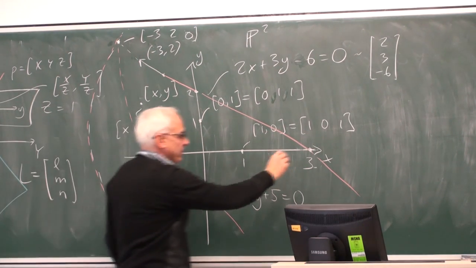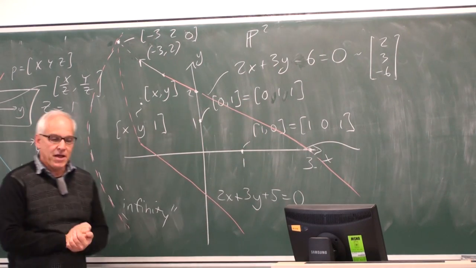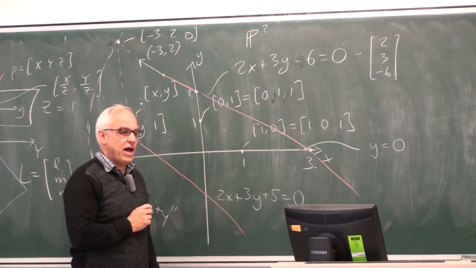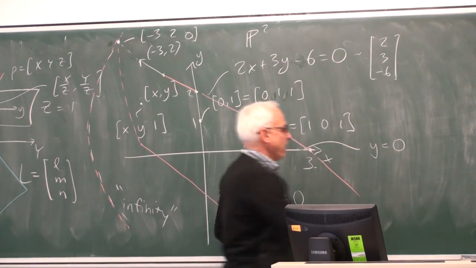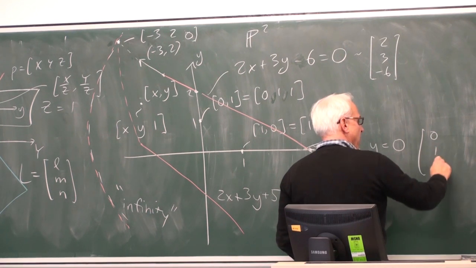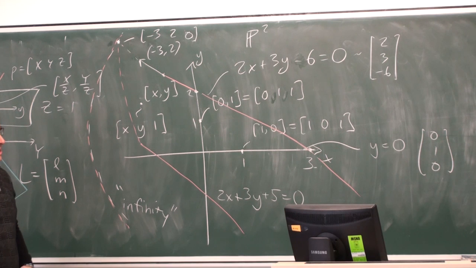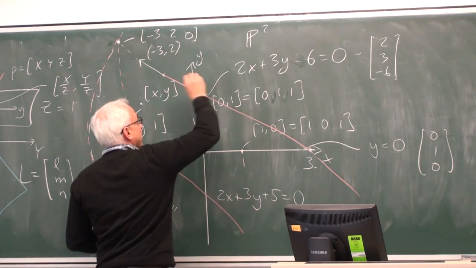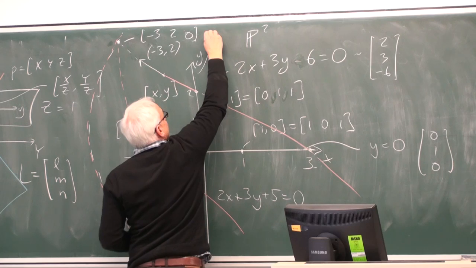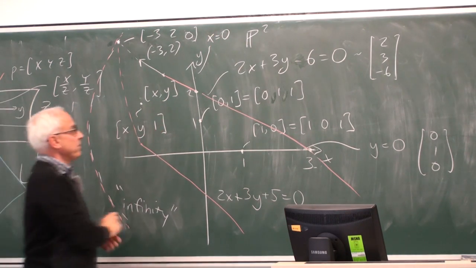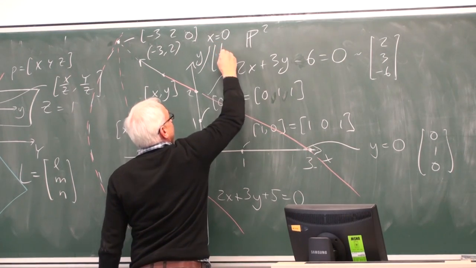Well, first of all, let's just talk about the x-axis. What's the x-axis? That's the line y equals 0. And so that will have coordinates 0 1 0. Because it represents the equation 0x plus 1y plus 0 equals 0. While the y-axis has equation x equals 0. And when we write down a column vector for that, we get 1 0 0.